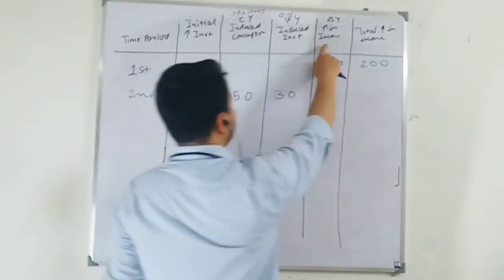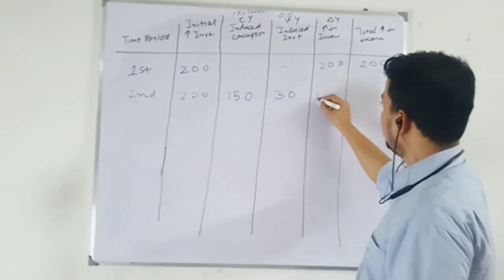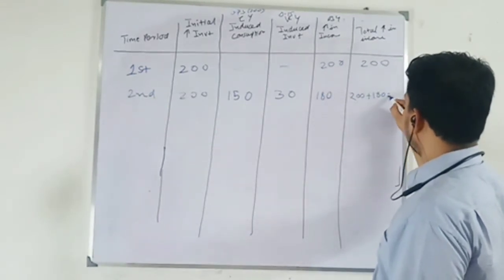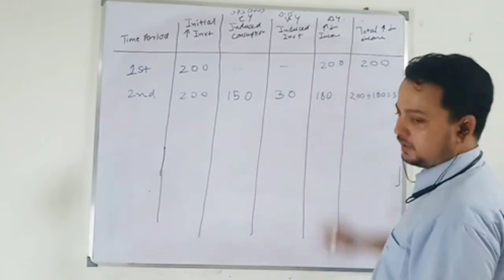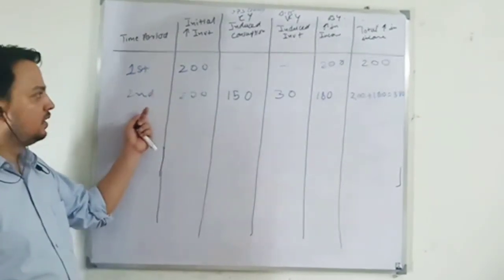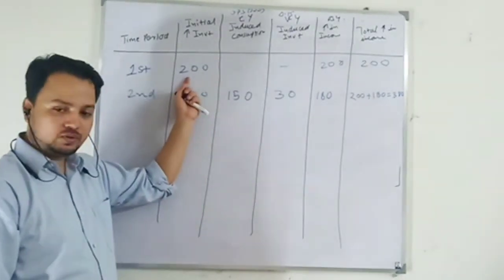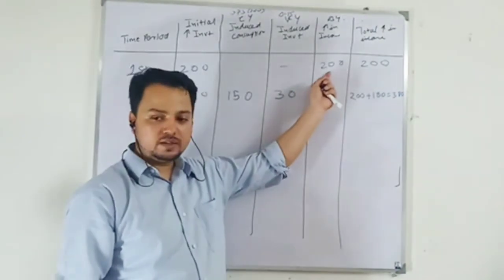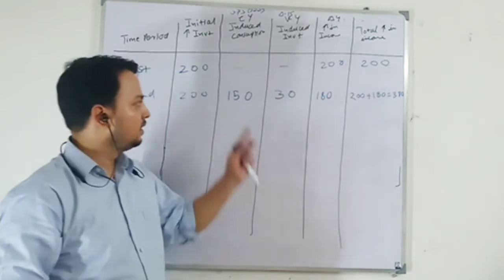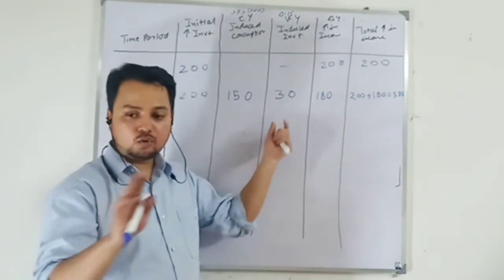How much will be the increase in income? 150 plus 30, 180. The first period increase is 200, the second period increase is 180, so the total is 380. You can see that in the second period my income increase is declining. In the initial period investment is 200 and income is 200, but in the subsequent period there is a leakage, because part of the income I am saving.